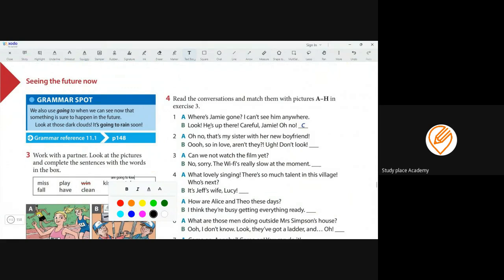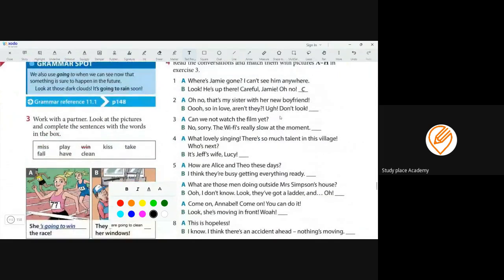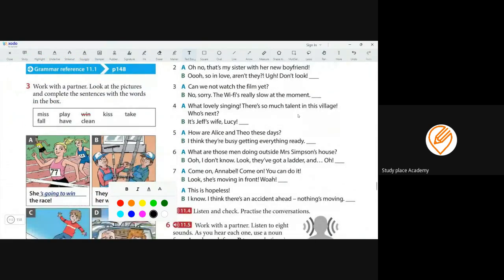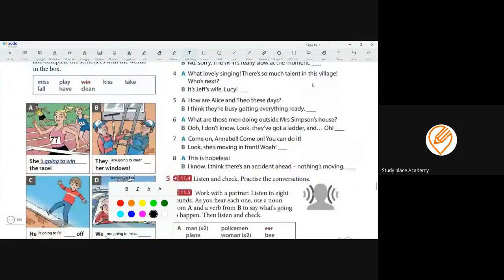So where did Jamie go? I can't see him anywhere. Look, he's up there. Careful, Jim. Oh no, he's going to fall off that wall. Oh no, that's my sister with her new boyfriend. Oh, so in love, aren't they? Ooh, don't look, they are going to kiss each other.